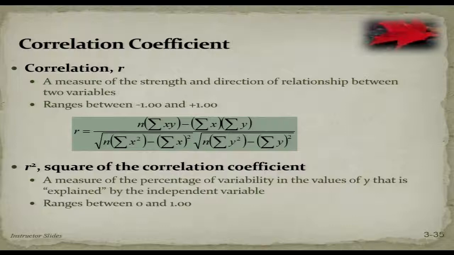So another performance measurement is called correlation coefficient, which will measure the direction and the strength of a relationship. It's given in a pretty complex formula. N times summation xy minus summation x times summation y. This is the numerator part. And the denominator is the square root of n times summation x squared minus summation x, squared, times the square root of n times summation y squared minus summation y, squared.